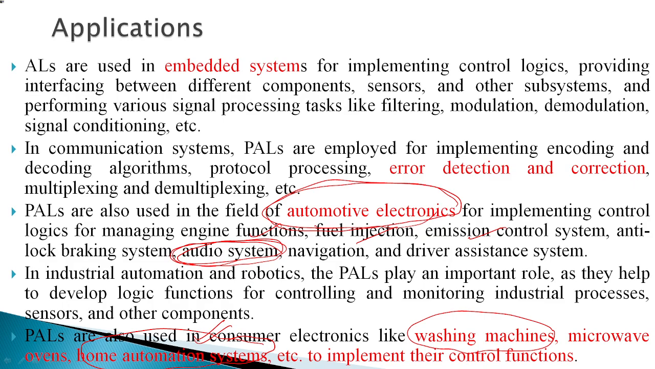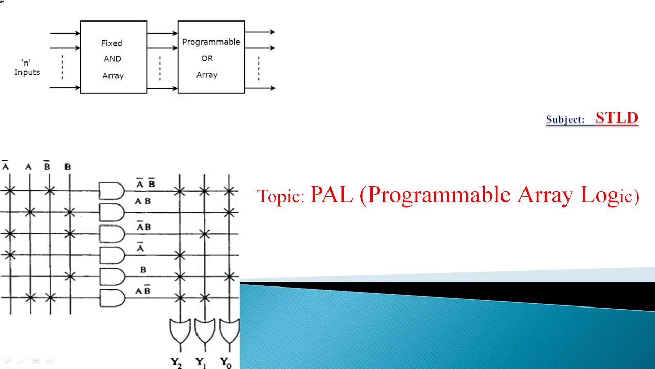Even if you go for communication system, error detection and correction. In embedded systems also we are using it. So that is the reason it is very important in digital electronics. PAL, Programmable Array Logic, is a combination of both AND array and OR array.